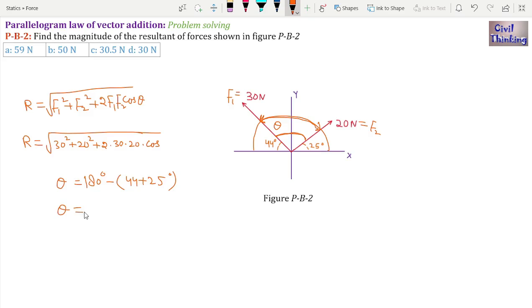So theta is, let me use a calculator to find, 111 degrees. So here is cos of 111 degrees. When you solve this equation using a calculator, you will get R equal to 29.5 Newton. Okay, this is the correct answer. Now which is the correct option? As far as I remember, this is not 30.5, it is basically 29.5, and that option, 29.5, is option C. So option C is the correct answer.